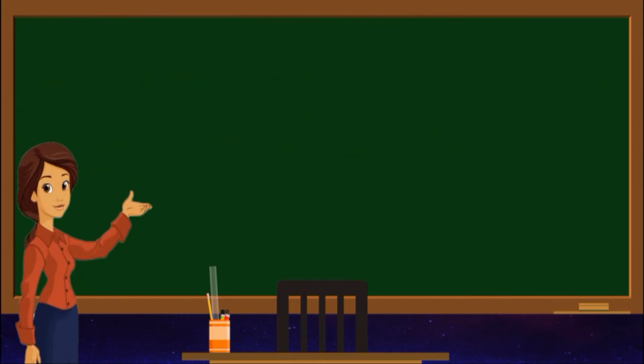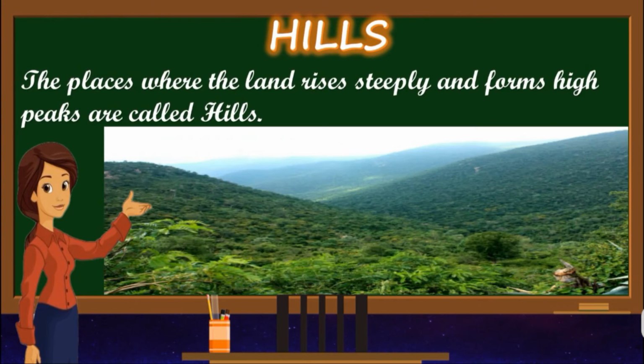Next we shall see about the hills. The place where the land rises steeply. Steeply means sharply. The land will be sharp and forms high peaks, called hills.